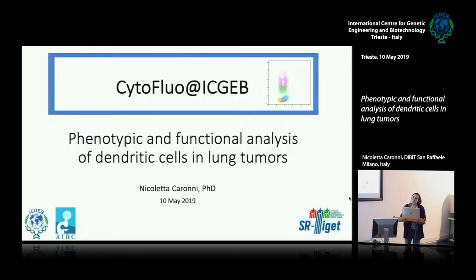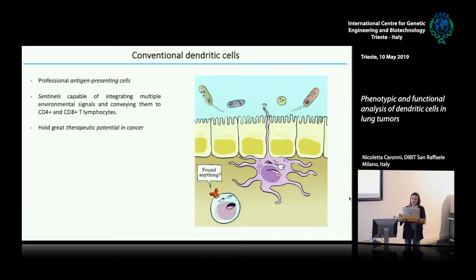Functional approaches of flow cytometry, and in particular, I will focus my attention on functional analysis of dendritic cells in the context of lung cancer. So, first of all, conventional dendritic cells. Who are conventional dendritic cells?